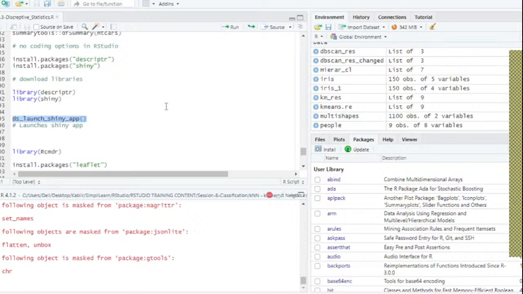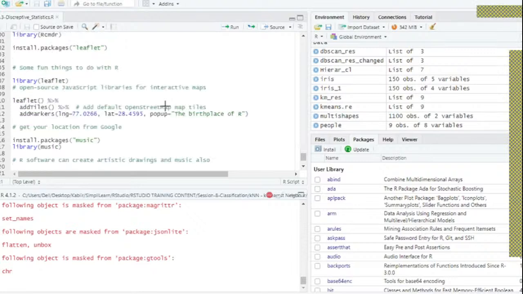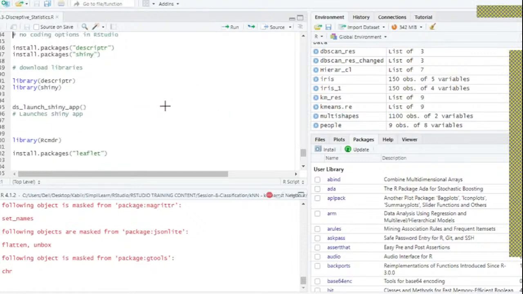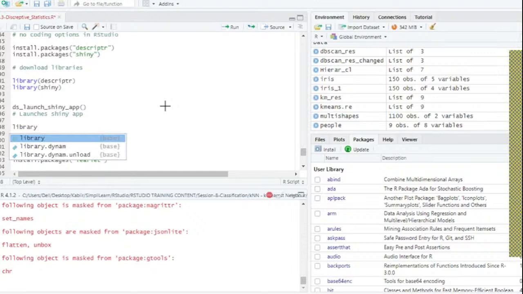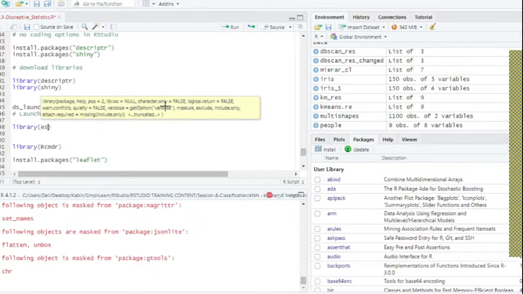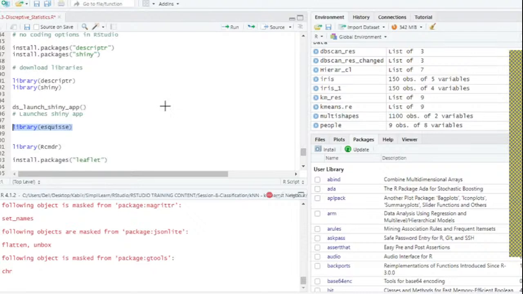Line 395. When you're done with 395 and you get this window, let me know. Similarly, in the meantime, there is another package called SQC, library. SQC we will do later.